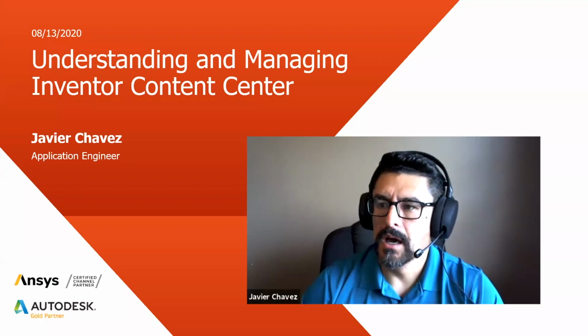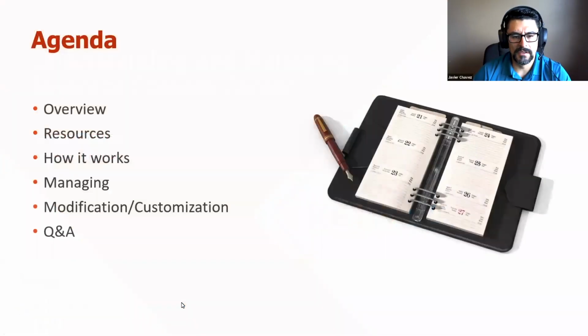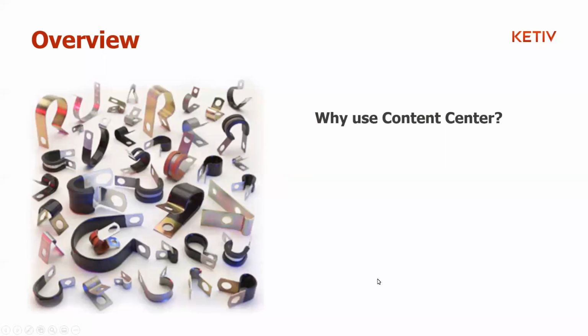Okay, sounds good. So with that said, we're going to get started just talking a little bit about the agenda, right? We're going to give you guys a quick overview about what Content Center is, how it works. We'll talk about some resources as well, as I mentioned a little bit earlier. But the meat of this will be in the lower half of this, managing and modification, customization of your Content Center, right? So it'll go into working with Vault just a little bit because there's certain ways to manage your Content Center within Vault. And so we'll talk a little bit about that as well. And we'll give you guys a quick overview, right?